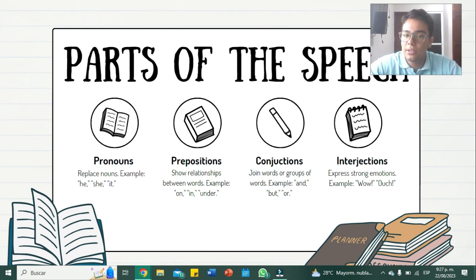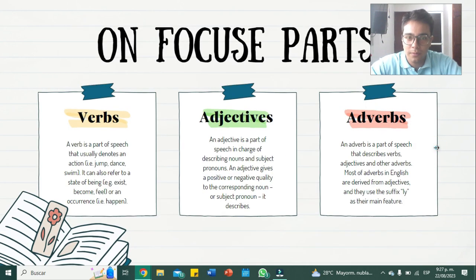It's gonna continue with the conjunctions, which join words or groups of words. For example, and, but, or. And then we have the interjections, which are used mostly to express strong emotions. For example, wow, as you can see on the screen.